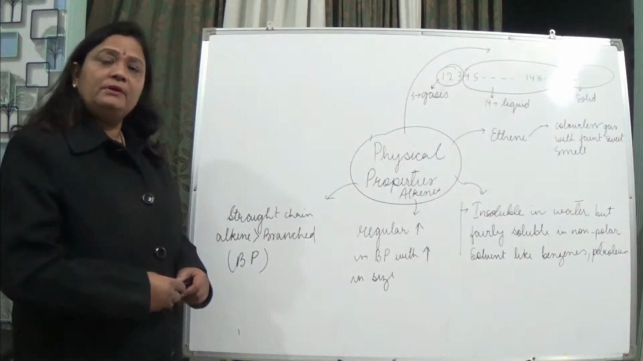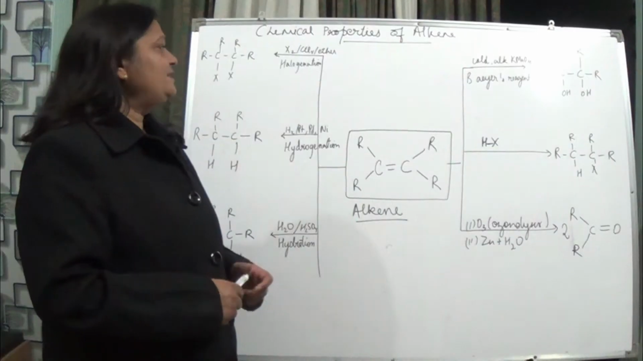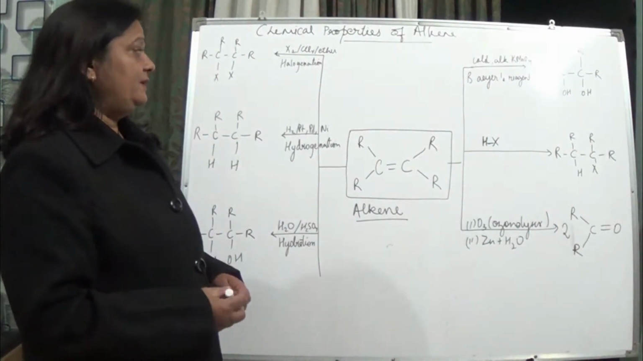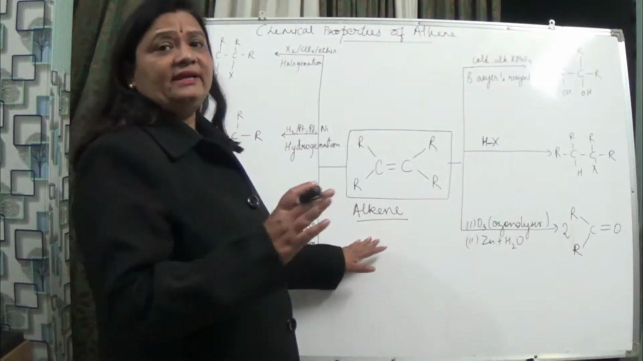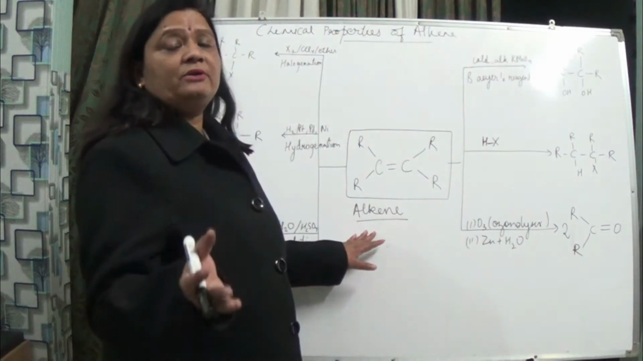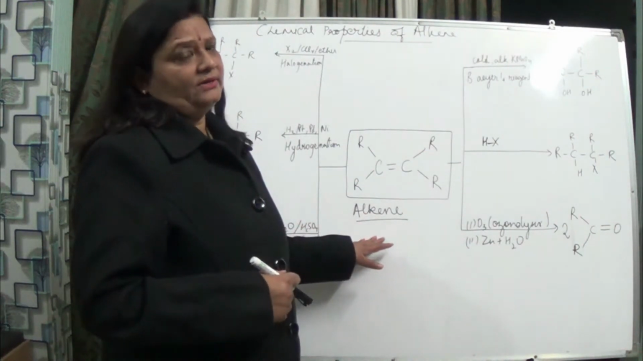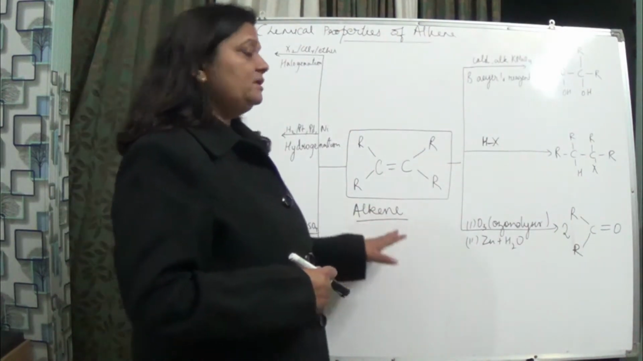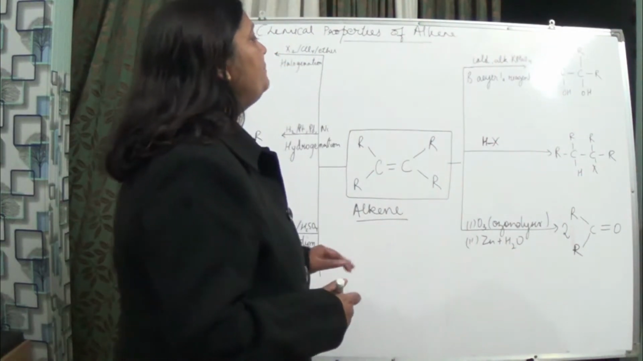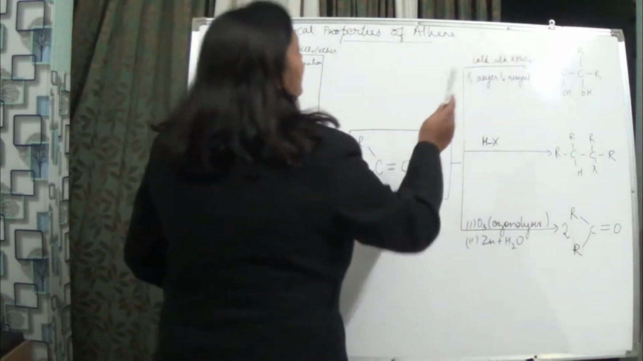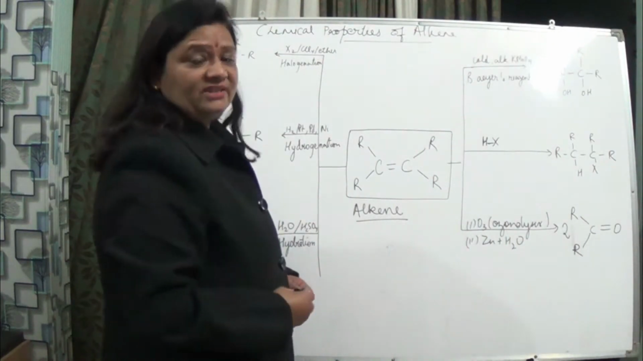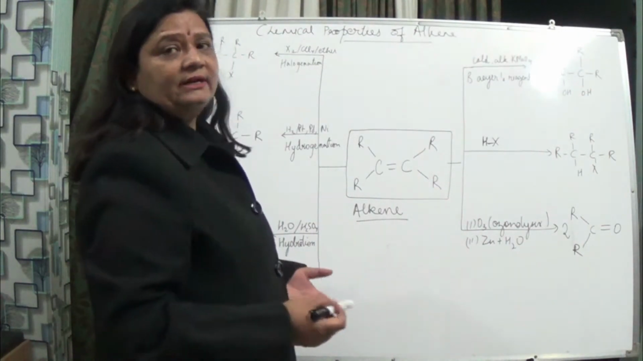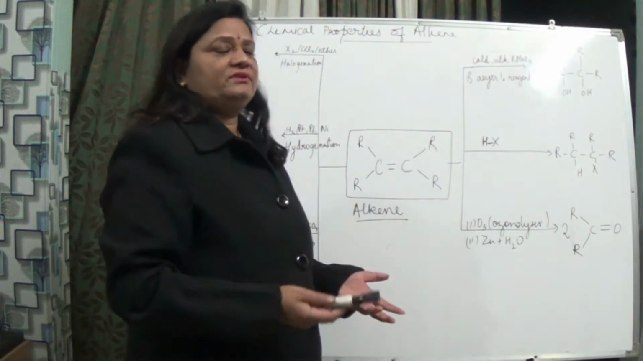The branched one will have a lesser boiling point than the linear form of that alkene, consisting of similar carbon atoms. Now let us study the chemical properties of alkene. I am taking a general compound of alkene, and I am showing you general reactions to make you understand. So here a general compound of alkene has been taken, and we have added alkaline KMnO4. This is known as what? Baeyer's reagent.